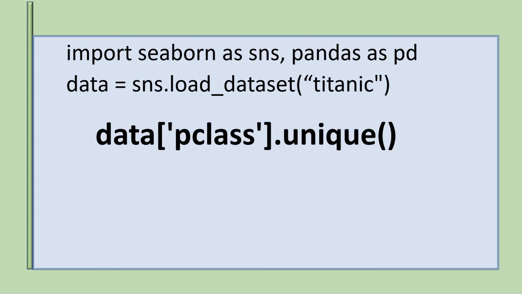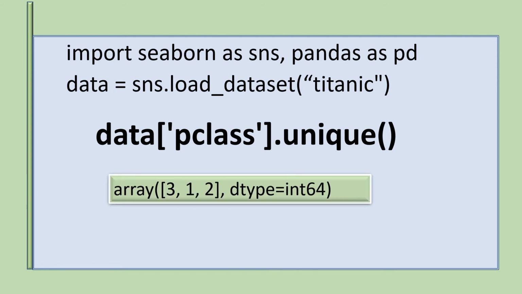Over here, we want to identify what all are the unique values that are present within the column by the name pclass. And in the form of an output, we are getting an array that has three unique values in the form of 3, 1 and 2. Ultimately, it tells us that pclass has these three unique values.